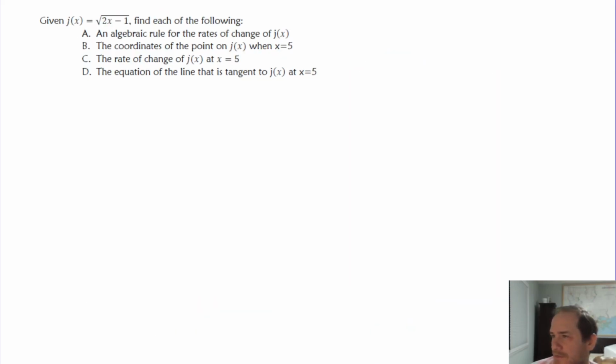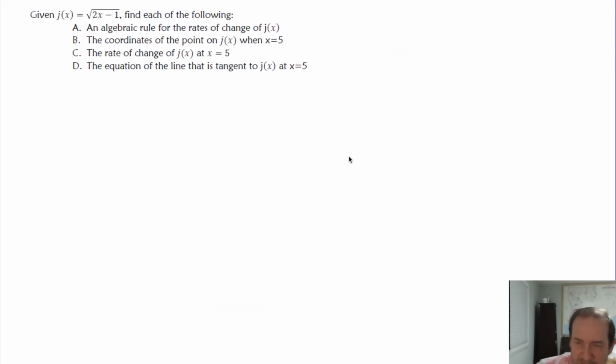So looking at this, we've got j of x. And we're going to run through all the same steps. In part A, we'll find an algebraic rule for our derivative. Part B, we'll find our point of tangency. In part C, we'll actually use the derivative we found in part A to find the slope of the tangent line. And then we'll write the equation of the tangent line.